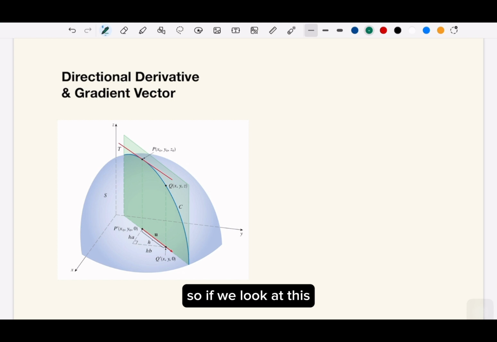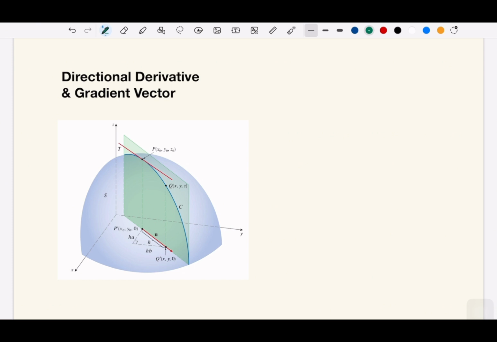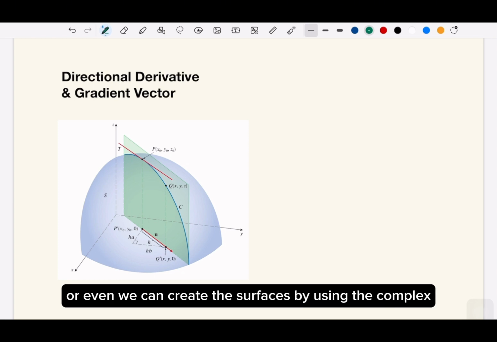So if we look at this, the blue one, suppose that is a surface. There is a surface that we are going to observe. The surface is something usually visualized in our partials. If you remember what we did in the identification of surfaces, like the ellipsoid, elliptic paraboloid, and so on, it's actually one representation of how we use a partial derivative. We can confirm, or even create, surfaces using calculus.